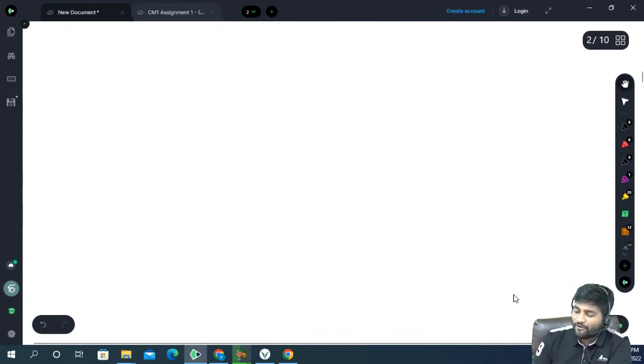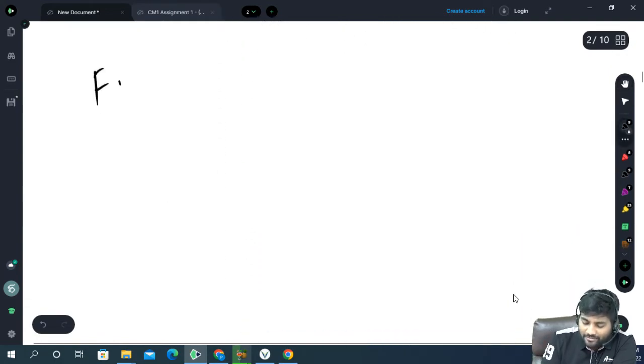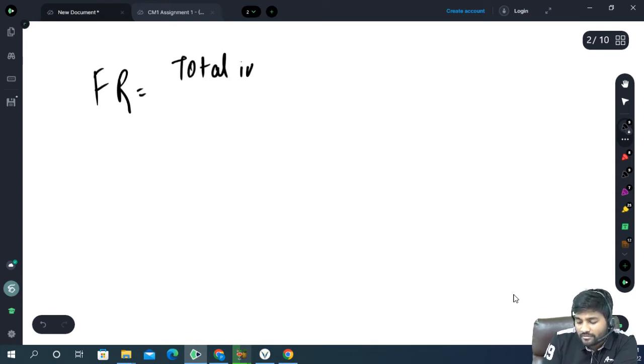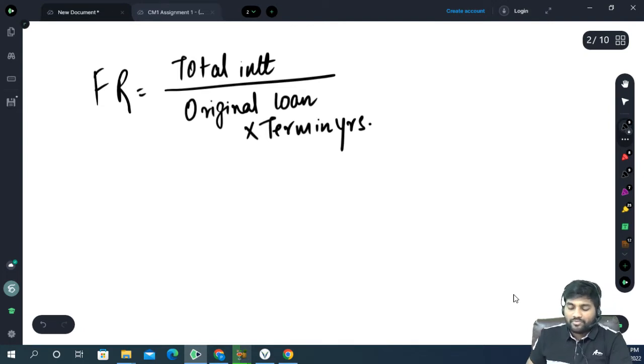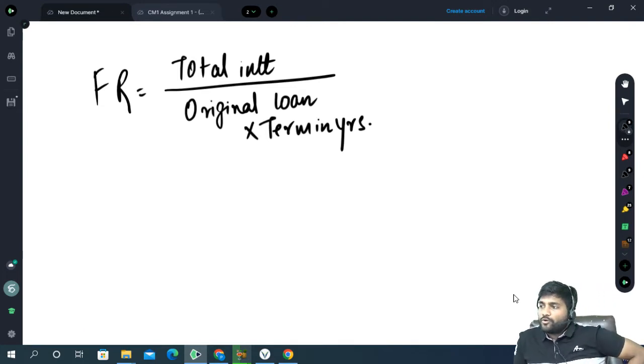Now we will write the formula for flat rate, which is total interest divided by original loan into term in years. Flat rate is equal to total interest whole divided by original loan into term in years. Is it okay?